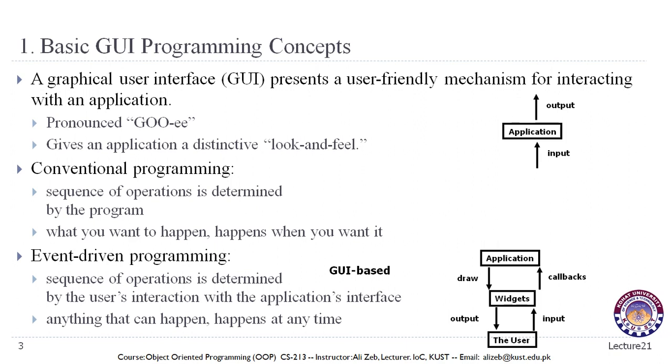Or, for example, if it's a drawing application, you can draw over the screen at any position. So this is the difference between our conventional programming, which was console-based programming, and event-driven or GUI-based programming. In the GUI-based approach we have an interface and we are allowed to click anywhere on the interface and get our results instantly, as against the sequence-based results that we get through console-based programs.